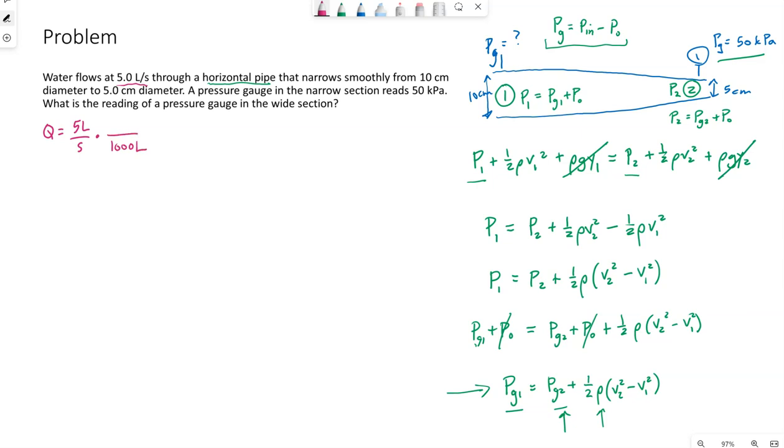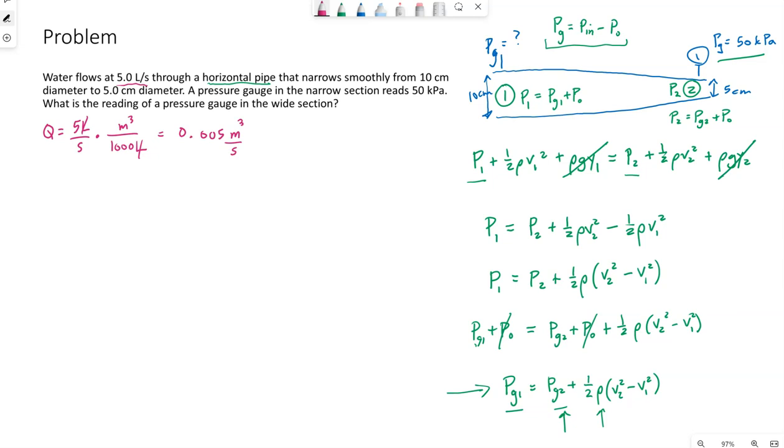There's 1,000 liters in a cubic meter, which that conversion is, I think, page 2 of the test notes. There's a table of conversion factors. So 0.005 meters cubed per second is the flow rate.